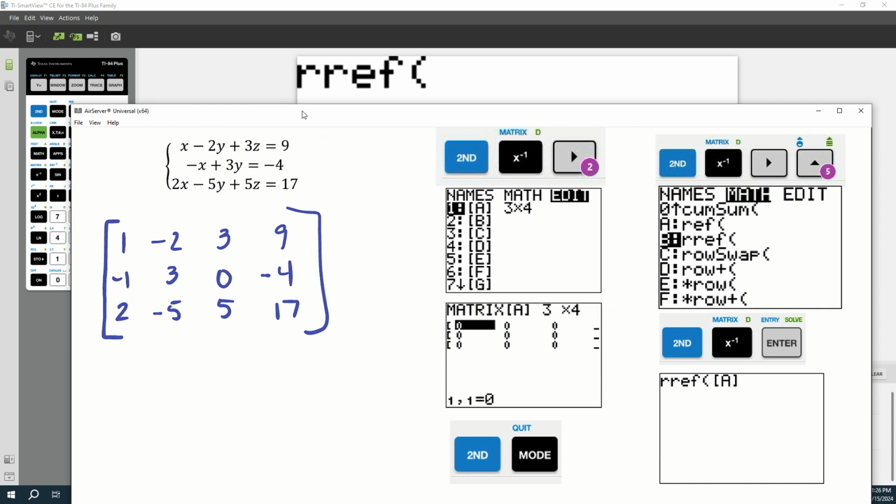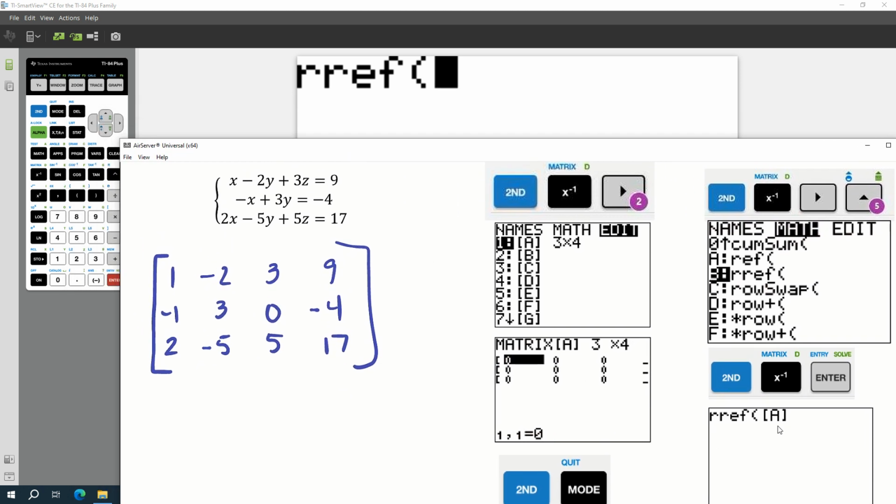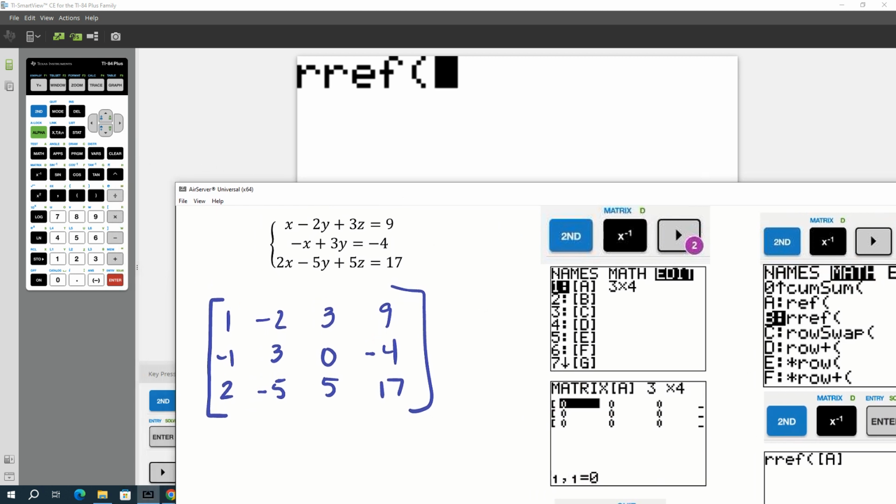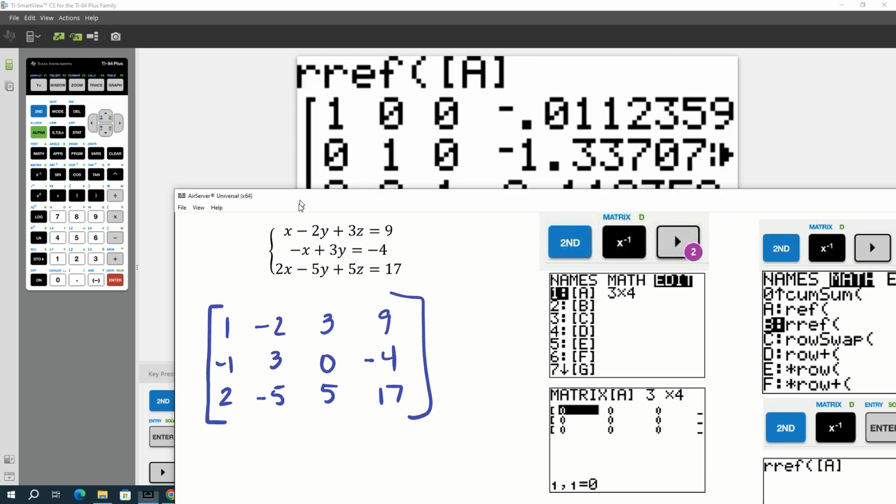Now, I don't know if any of you guys are going to go very far into math classes in college. If you take a class called linear algebra, it's all about matrices. You'll learn what your calculator is doing right now to turn it into reduced row echelon form. We're just going to let the calculator do it. So now we need to go back one more time and choose matrix A. So it's second, x to the negative 1, and just enter. And then just hit enter one more time.